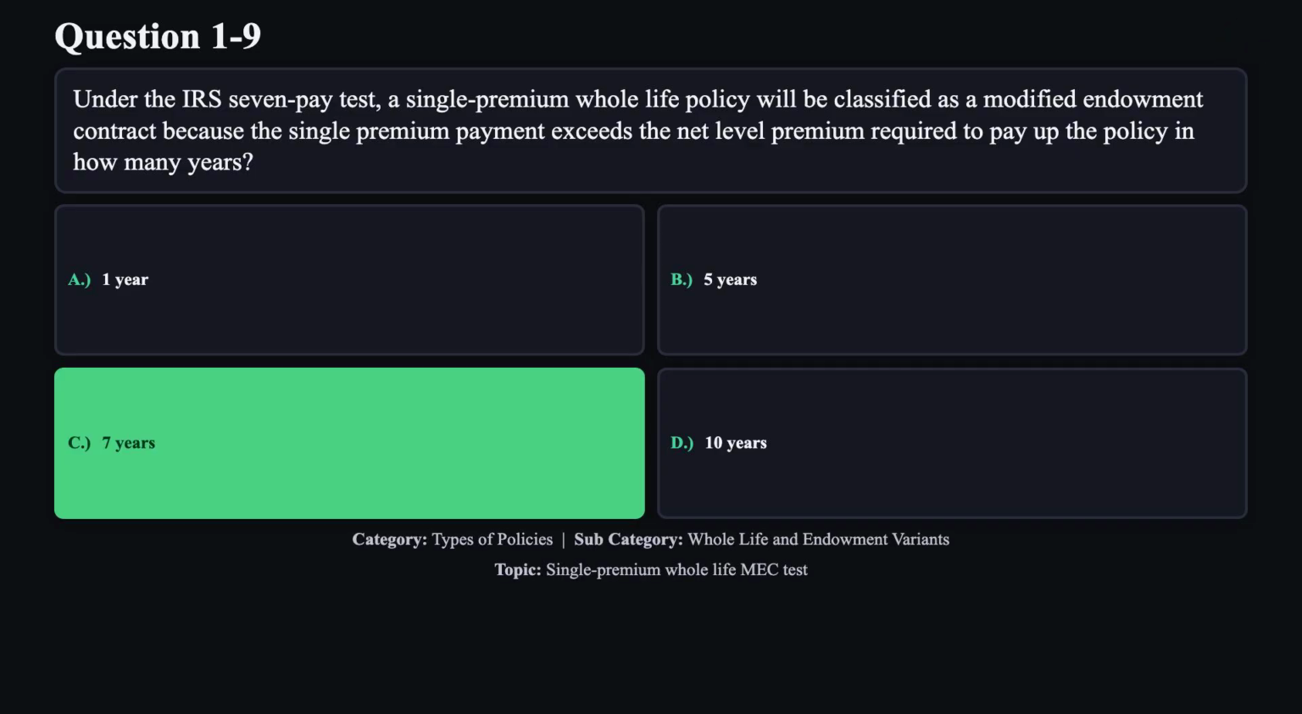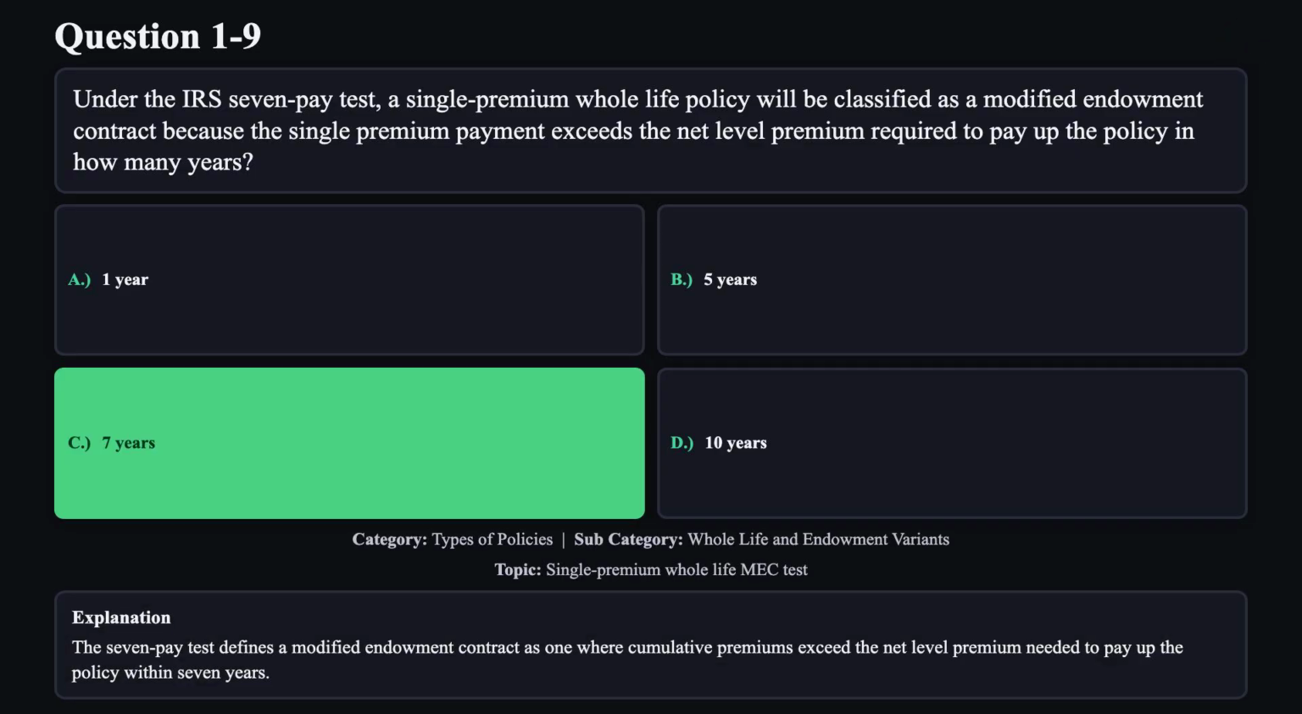The correct answer is C. The 7 pay test defines a modified endowment contract as one where cumulative premiums exceed the net level premium needed to pay up the policy within 7 years.